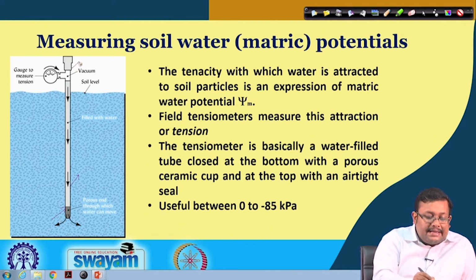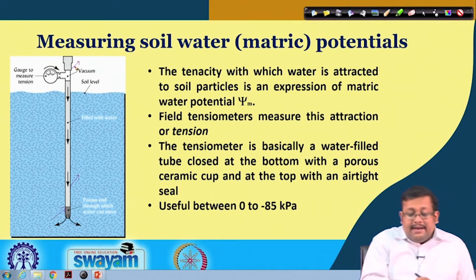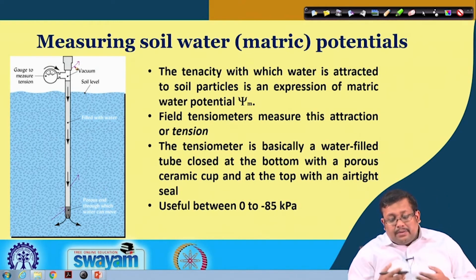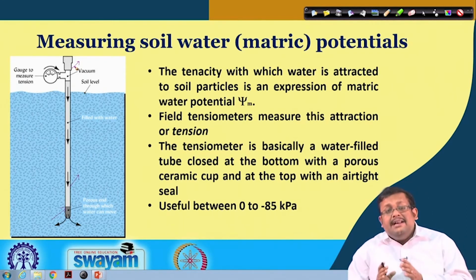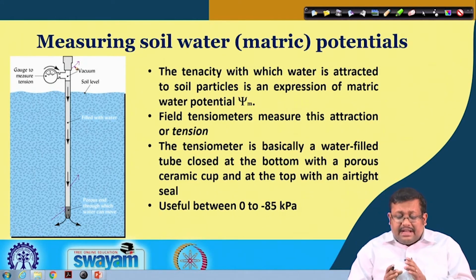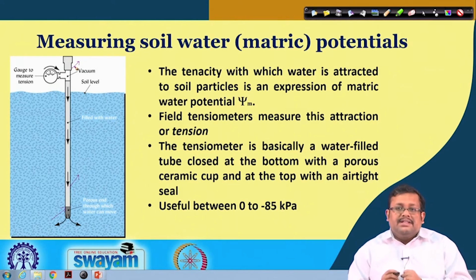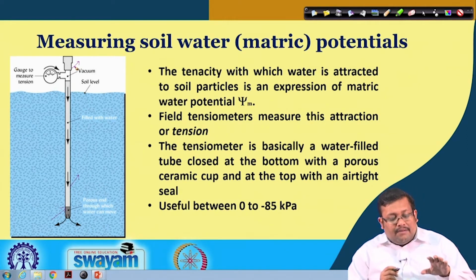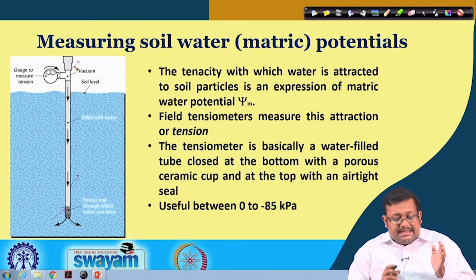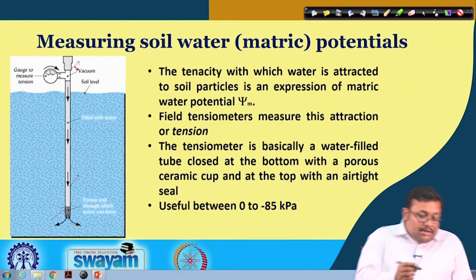So there is an airtight seal, you can see, and the tenacity with which the water is attracted to the soil particle is an expression of soil matric potential. You already know that, and remember that this tensiometer measures this attraction or tension. So the soil or field tensiometer basically measures the soil water tension.